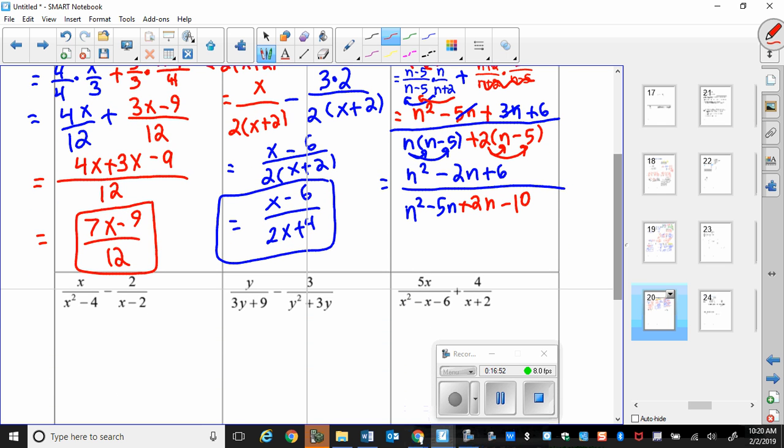Gonna combine like terms to simplify a little bit and make sure that I can't factor. So this equals n squared minus 2n's plus 6 is my numerator. On the bottom, n squared, this goes away, becomes negative 3n's minus 10. And I can't factor the top. I could factor the bottom, but it's not going to do me any good. So that's my final answer.